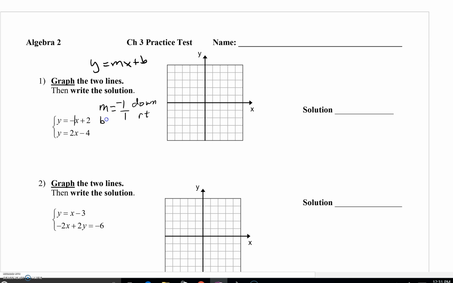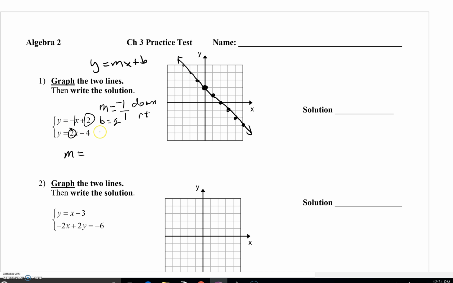Our b is going to be a 2. B is our y-intercept. This is where we begin. We're going to go 2 steps above the origin. We'll go down 1, right 1, down 1, right 1. Continue with this pattern. Label as many points as you can. You can also continue this pattern backwards as if it were positive 1 over negative 1. Go up 1, left 1. And part of what we're doing here is actually making a nice graph, not just writing a simple answer.